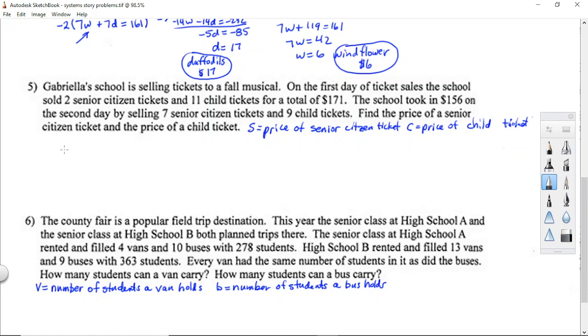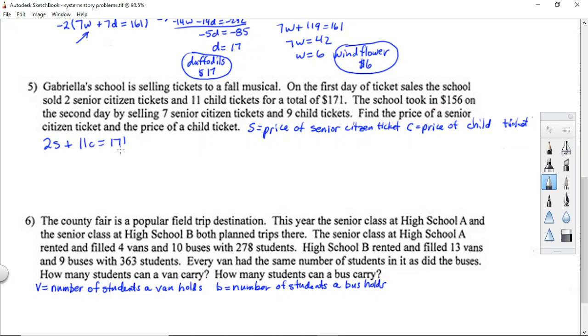and we want to get 2 equations. So the first day will give us an equation, right? 2 senior citizen tickets and 11 child tickets for a total of $171. Okay, so maybe you kind of know the drill by now. Sold 2 of these senior citizen tickets. Each one has a price of S. So 2S is the amount you get from those. 11 child tickets. Each one has a price of C, so 11C is the amount from those. And you add those together, and the total that was brought in that day was 171.